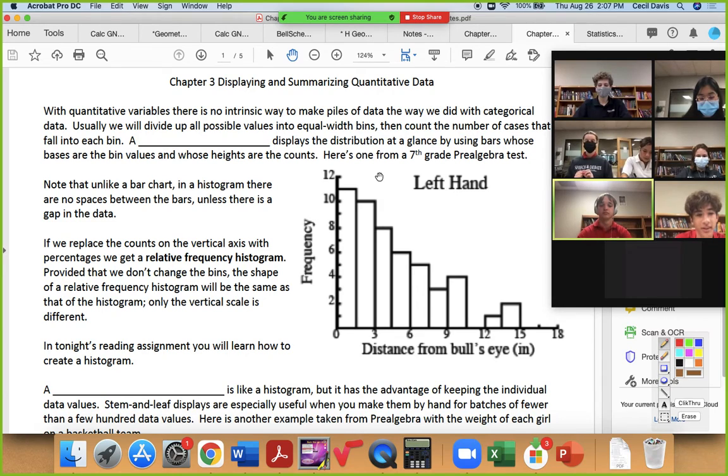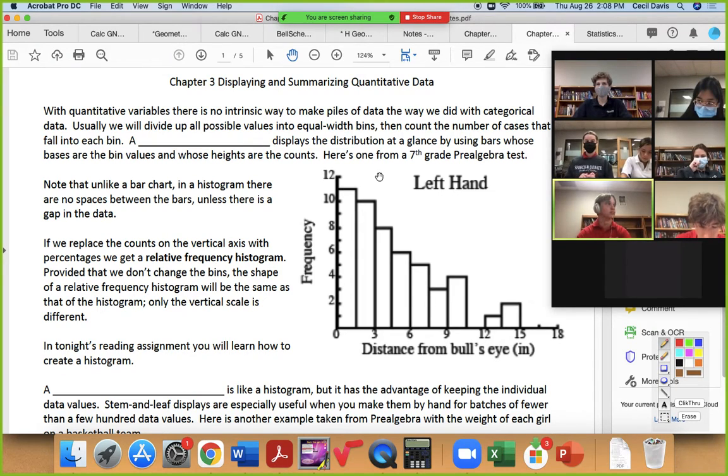So when we had categorical data, all we did was make counts or frequencies in each of the categories. It was already divided out for us. When we have quantitative values, there is no specific way you should break it up every single time to make piles of the data.